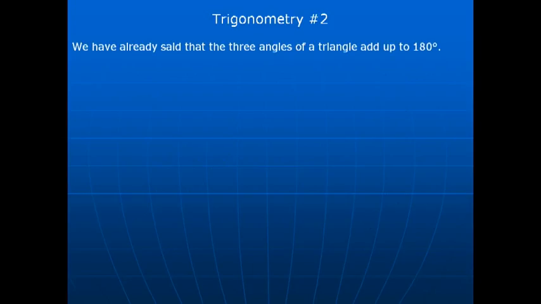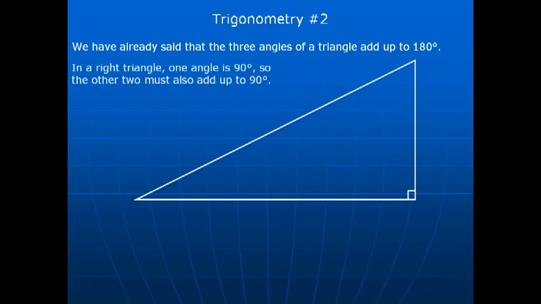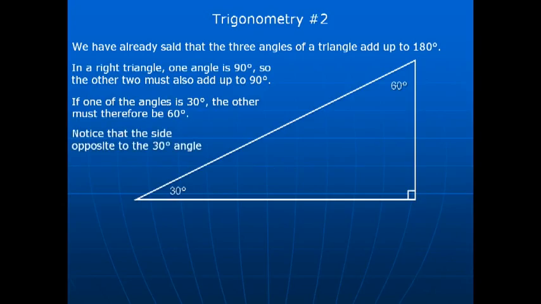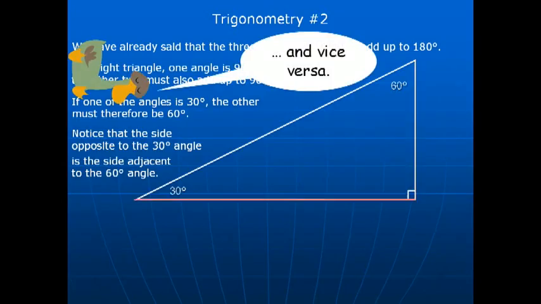We've already said that the three angles of a triangle add up to 180 degrees. In a right triangle, one angle is 90 degrees, so the other two must also add up to 90 degrees. If one of the angles is 30 degrees, the other must therefore be 60 degrees. Notice that the side opposite to the 30-degree angle is the side adjacent to the 60-degree angle. And vice versa.